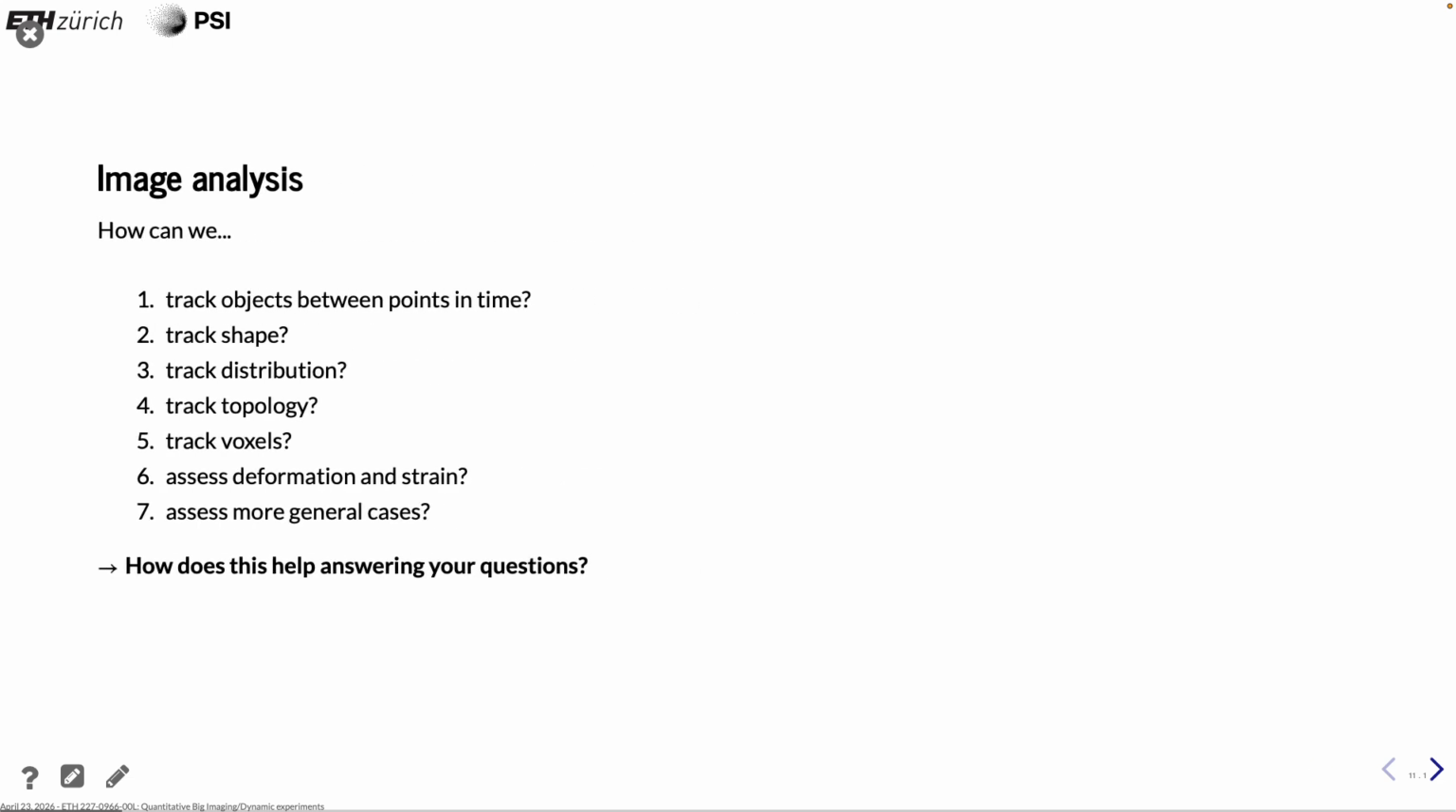And the questions that come up with image processing then is how can we first of all track objects from different time points? How can we track the shape? How do we track the distribution, topology, and so on? And the next question is, of course, a little bit higher level. How do these, say, technical identifications help you to answer your question? And well, that is for you to say exactly how you can do these things.